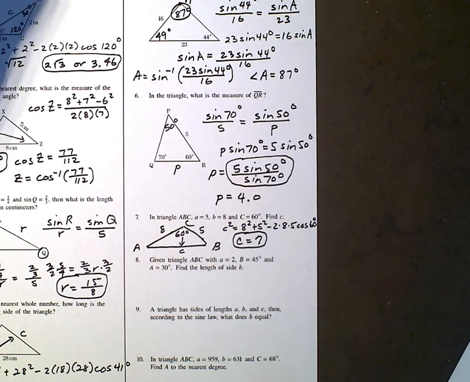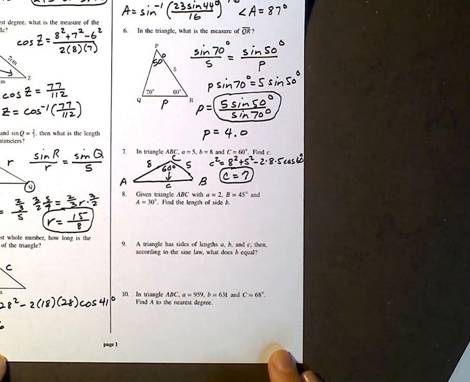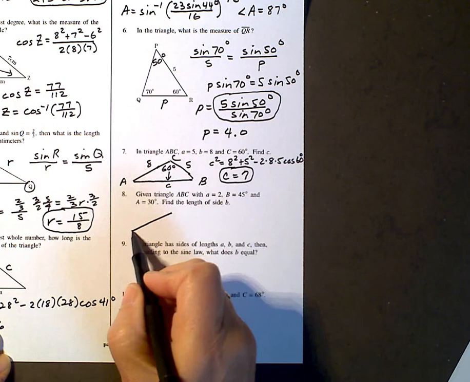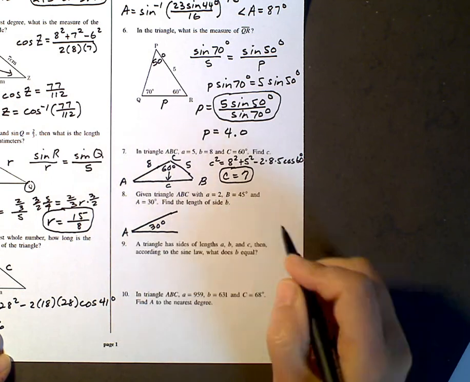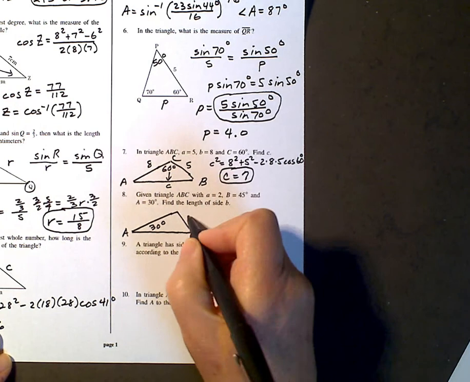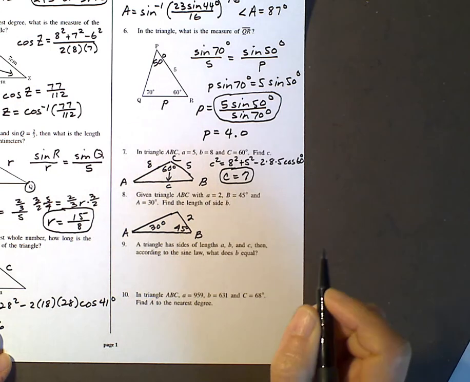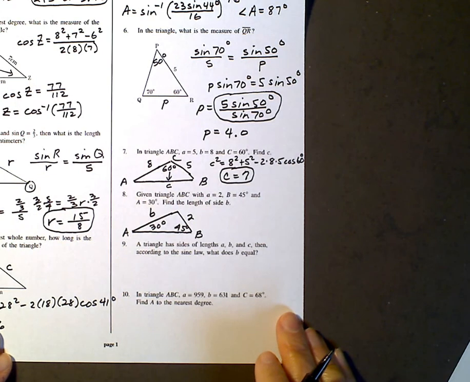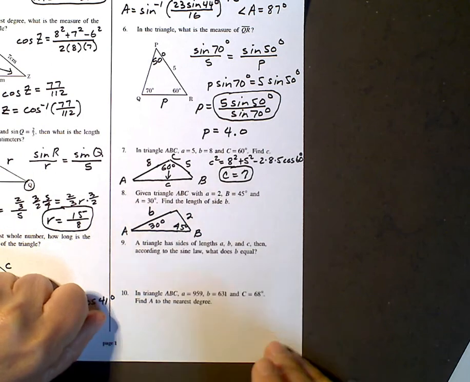Okay, number 8. Given triangle ABC with A equal to 2, B is 45 degrees, and A is 30 degrees. So I'll try and draw this a little better here. So I'll make like a 30-degree angle. That's angle A, and I'll make the side opposite that angle equal to 2, and then angle B, I'll make this angle B at 45, and that's it. So I'm supposed to find the length of side little b. So this is an easy case for, I've got an angle with a known side and then I've got an angle with an unknown side, so law of sines.